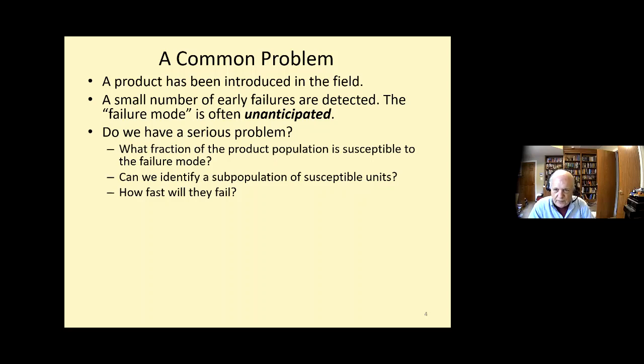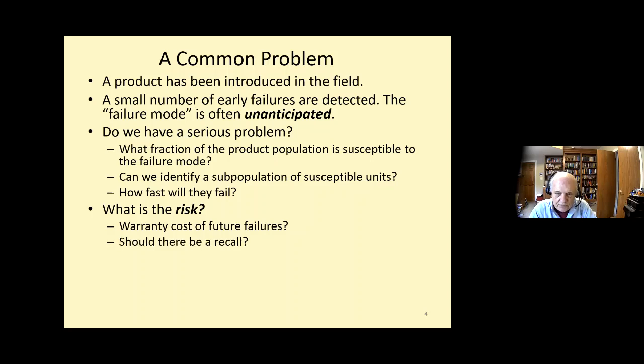And if it turns out it's only a subpopulation that's susceptible, then the question is, can we identify those and perhaps mitigate those failures? And then a secondary question is, how fast will they fail? Because that will tell you where you need to place your effort to try to prevent failures from occurring in the field. And then the next question is, what's the risk? Again, management's asking, what risks do we have? In particular, they're concerned, for example, with warranty costs, because they have to put away cash reserves to cover any potential warranty cost.